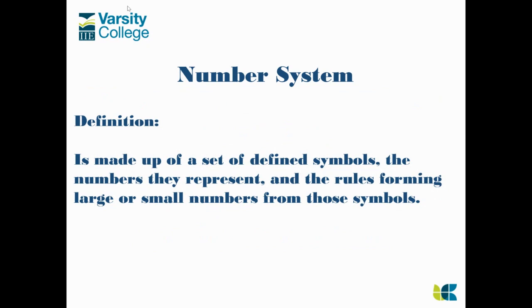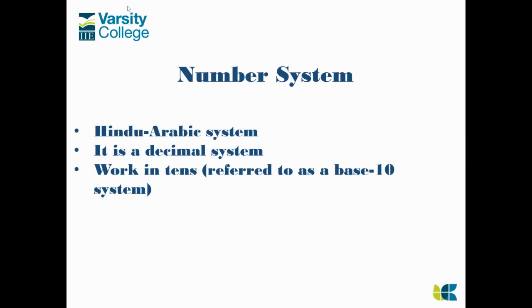It's made up of a set of defined symbols, the numbers they represent, and the rules for forming large or small numbers and their symbols. So that's a number system. That's what a number system is all about. Now we have different types of number systems.